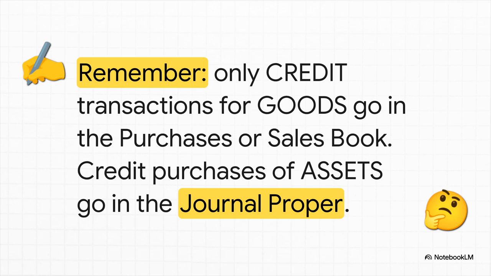All right, here it is, your biggest MCQ alert. The most common trick question is all about knowing what goes in which book. So, for example, an exam question might say, a business bought office chairs on credit. A lot of people would jump to put that in the purchases book. But wait, office chairs are an asset, right? They're not goods for resale, so the correct place is the journal proper.